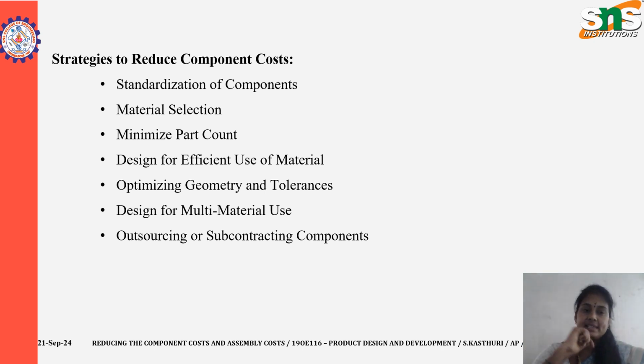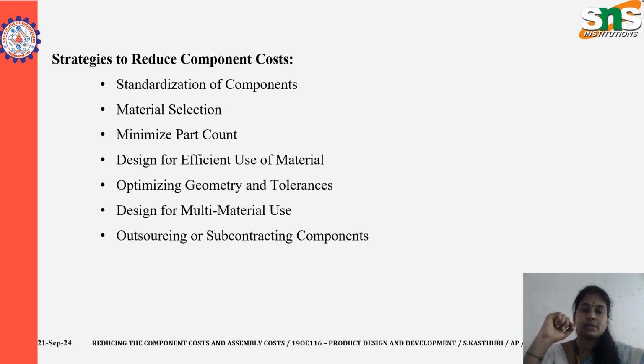The fifth one is optimizing the geometry and tolerances. Design parts with simpler geometries that are easier to manufacture and have more relaxed tolerances when possible. Complex geometries may require specialized manufacturing processes or tight tolerances, which can increase cost. By simplifying the design, we can reduce the need for expensive machining, casting or molding processes.